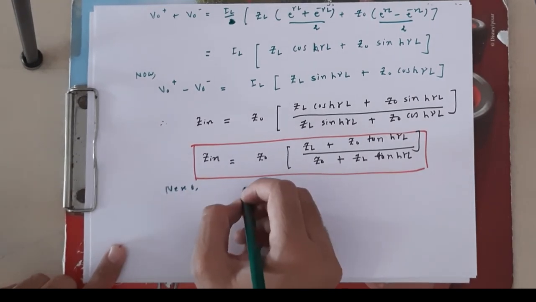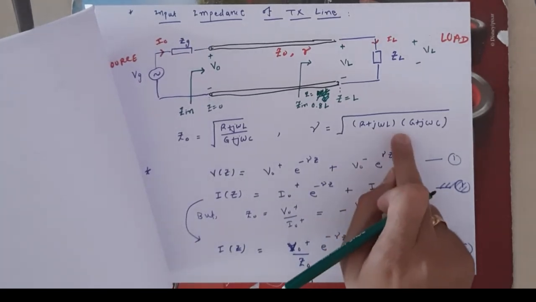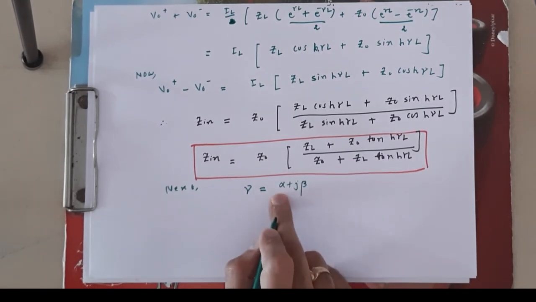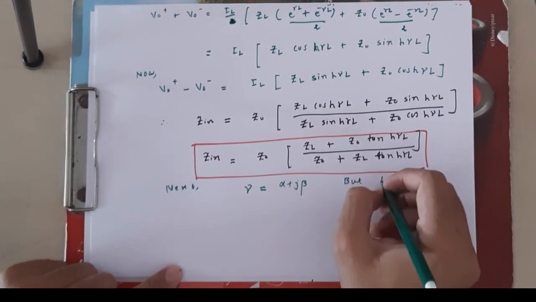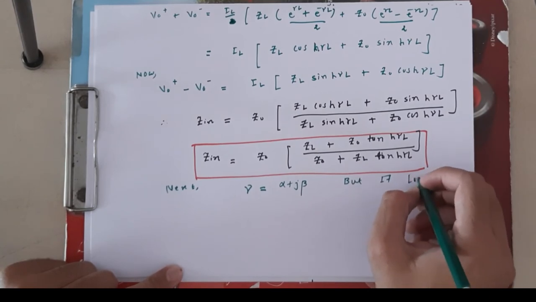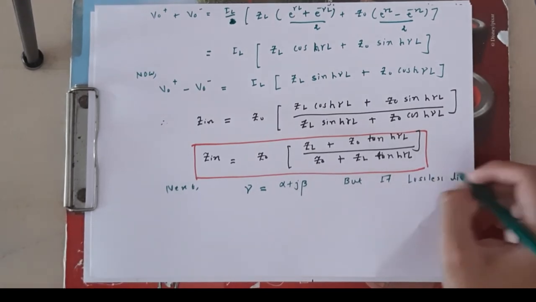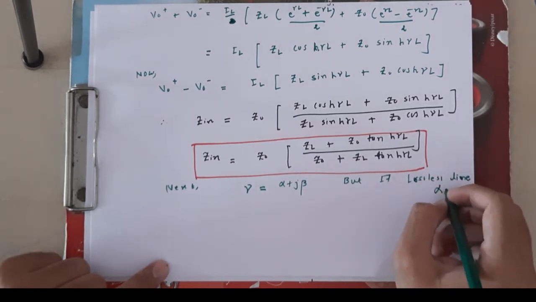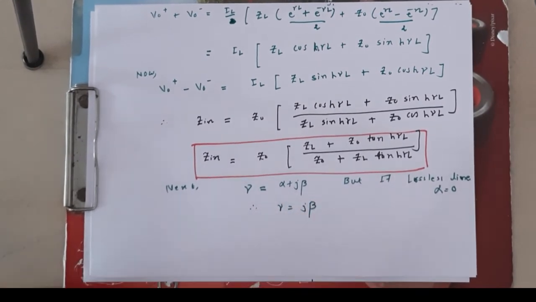Now next, what is gamma? Gamma is known as the propagation constant, which is the square root of (R plus j omega L)(G plus j omega C), and it is nothing but alpha plus j beta, where alpha is known as the attenuation constant and beta is known as the phase constant. But if my line is a lossless line, meaning there is no power loss throughout the line, then the value of alpha is 0. So in that case, gamma is equal to j beta.